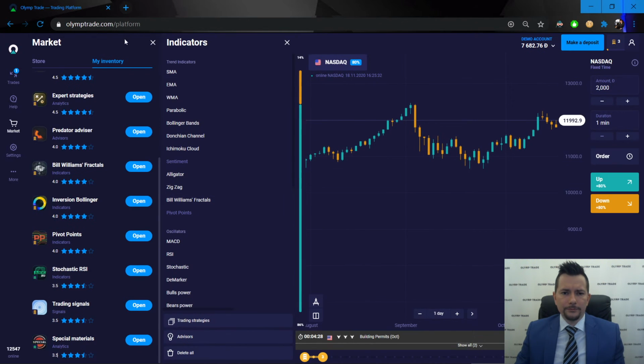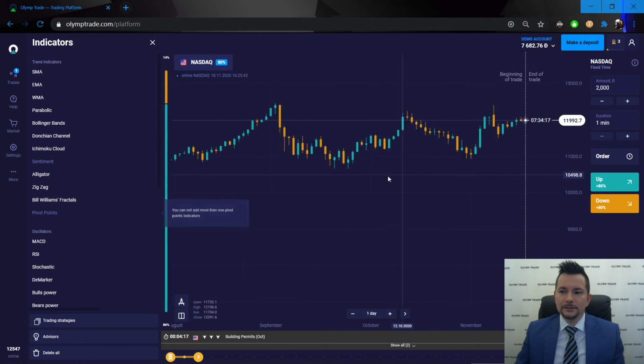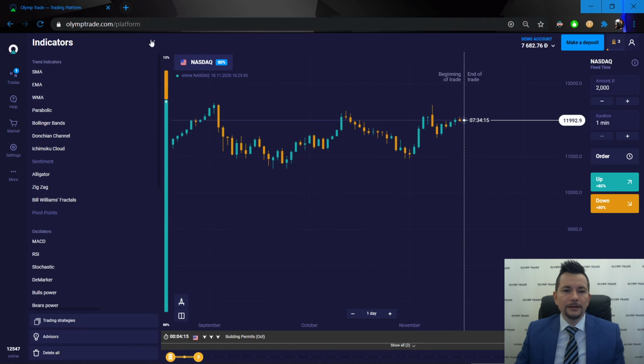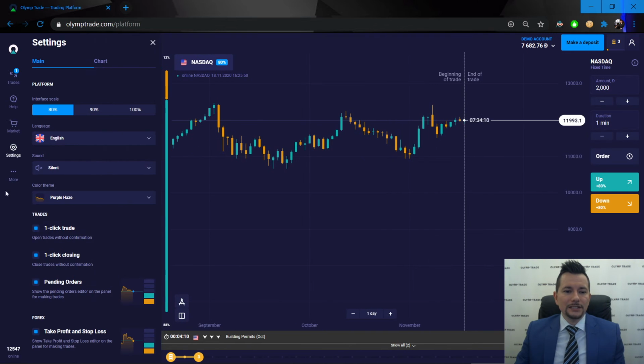Perfect. So I have my pivot points active or not. I don't want fractals. Strange, I got a little bit of a glitch. I can't seem to have the pivot point on my graph. Anyways, I will look into that. So that's market settings we had a look at for you.